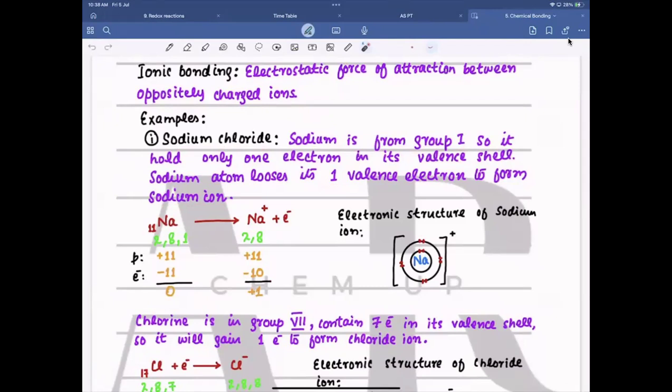Here you see it's an atom with electronic configuration of 2, 8, and 1, having 11 protons, so 11 positive charges, and 11 electrons, so 11 negative charges. If we add them, we get 0. And that's why this sodium atom has no charge on it. Is this clear?